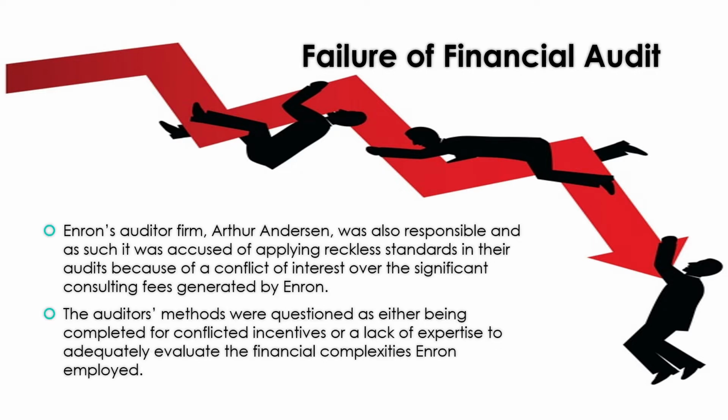So the last failure was failure of financial auditing. Enron's auditor firm, Arthur Andersen, was also responsible, and as such it was accused of applying lax standards in their audits because of the conflict of interest over the significant consulting fees generated by Enron. The auditors' methods were questioned as either being compromised by conflicted incentives or a lack of expertise to adequately evaluate the financial complexities Enron employed.